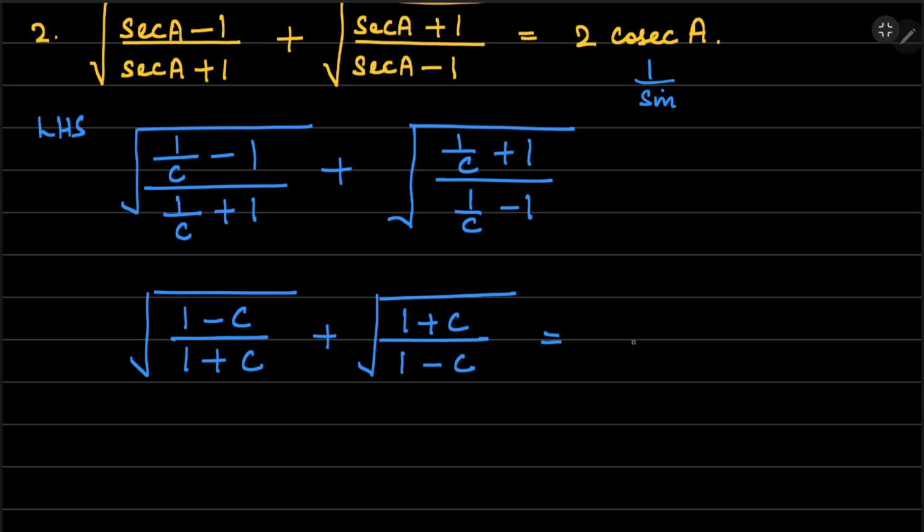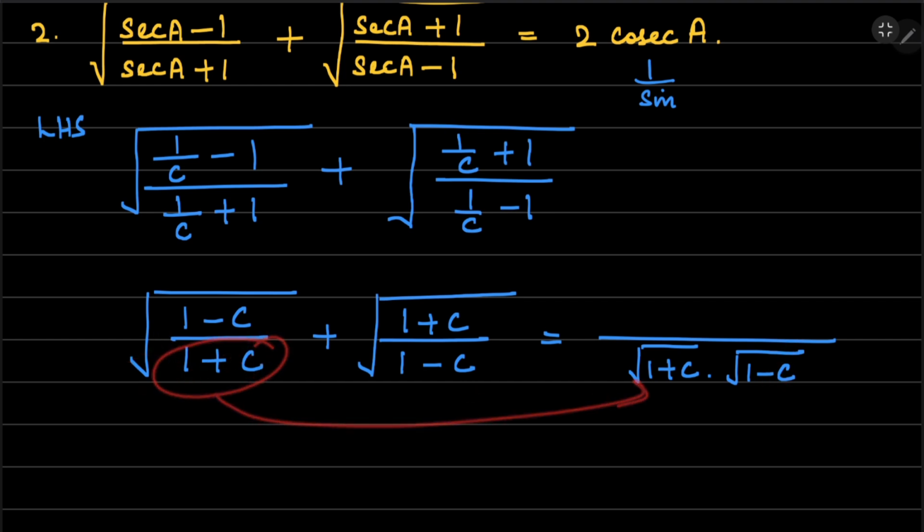Now let's take the LCM. The denominator will be root of 1 plus cos multiplied by root of 1 minus cos. You're just splitting the square roots. So here the numerator is root of 1 minus c, and here you also have root of 1 plus c over root of 1 minus c. When you split the square root among numerator and denominator, what is not there? It is root of 1 minus c. So root of 1 minus c multiplied by root of 1 minus c is just 1 minus cos. Plus you will have 1 plus cos.